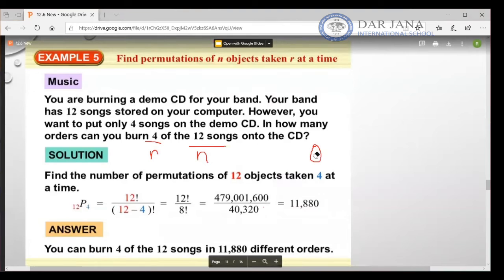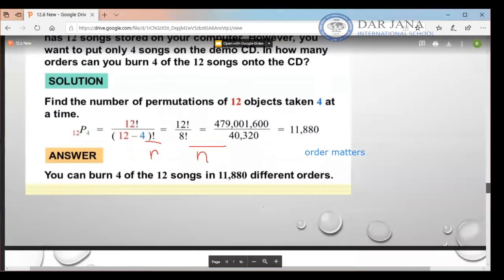Also, I'm going to erase it and I'm going to type it. Order matters. Now let's continue. It's going to be 12P4. You just do the same thing, 12 factorial over 12 minus 4 factorial. And this is your final answer. You have 11,880 different orders to put the songs.